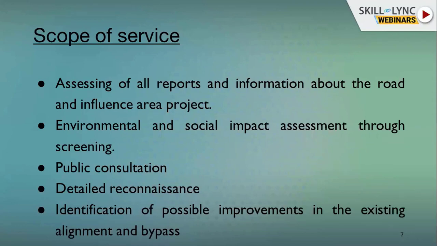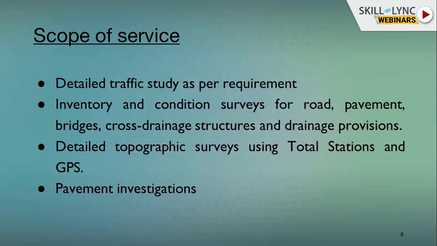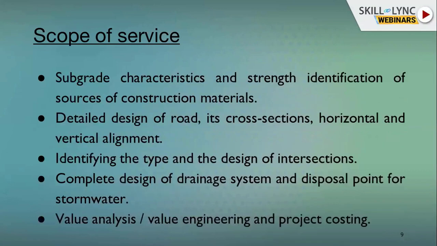This is assessment of all reports and information about the road and its influence area, environmental social impact assessment, public consultations, detailed reconnaissance, identification of possible improvement in the existing alignment and bypass, the detailed traffic studies, inventory and condition surveys of the road, pavement, all these components of the structures, detailed topographic surveys, and pavement investigations. In addition to that, we need to identify strength of subgrade and source of construction materials.